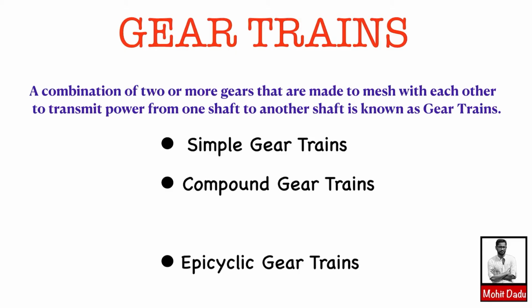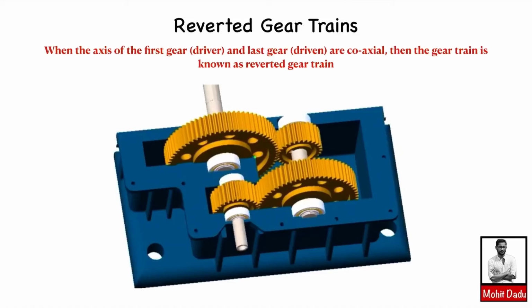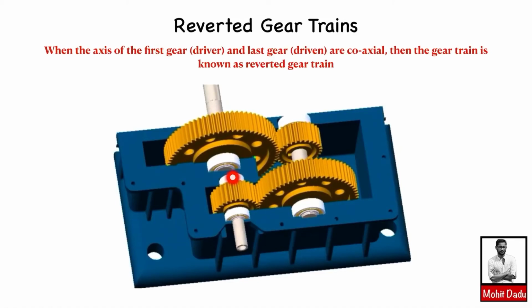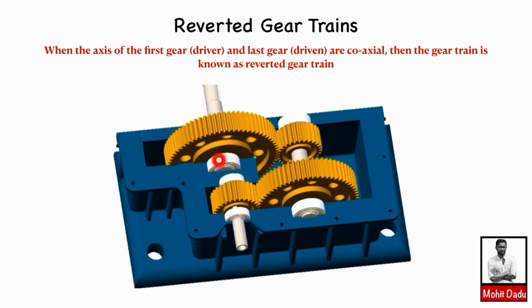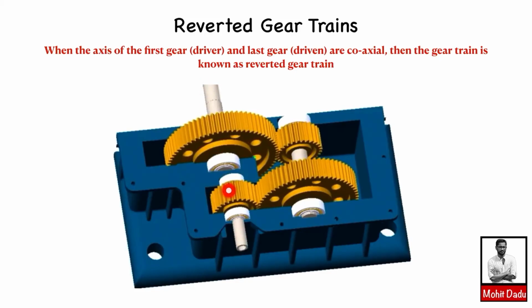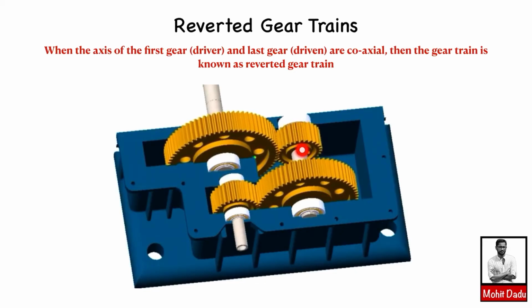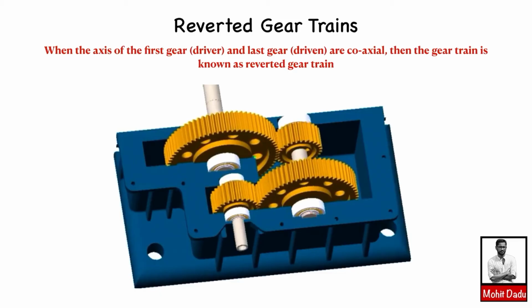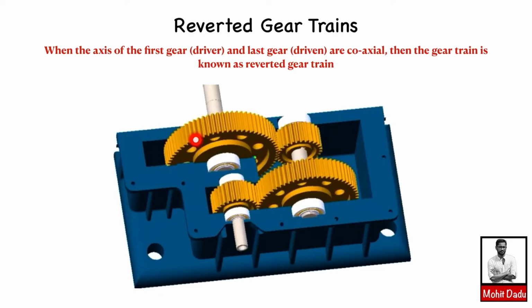Reverted gear trains are used when the axis of the input, that means the driver gear, and the last driven gear are coaxial. Then the gear train is known as a reverted gear train. Here you can see from this animation, we have one axis where the shaft is attached, but this shaft and this shaft are separate but coaxial. This gear will be running and coming in mesh with the second gear, and here is a common shaft carrying these two gears. Whenever this gear rotates, this will also rotate, and finally the power is transmitted to this one.